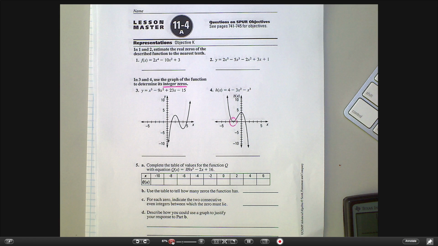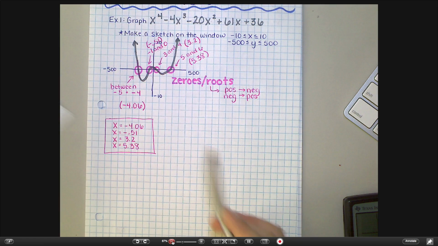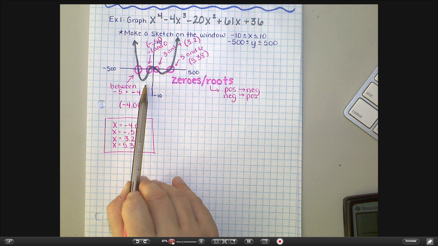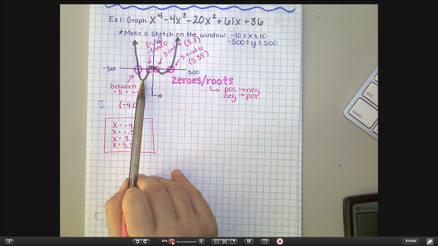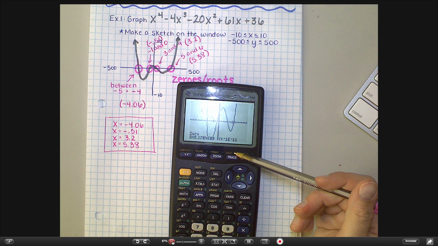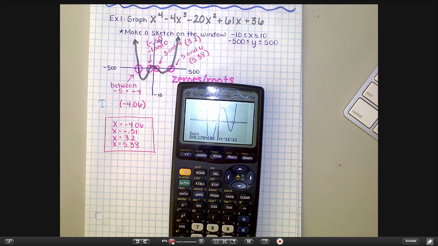The rest of this I really think you should be okay on, as long as you get the thing about when the y values change from positive to negative or negative to positive, that's where a 0 would be. Okay, and then in your calculator you can do the calc 0 option, do left bound, right bound, and then that'll get you your 0.